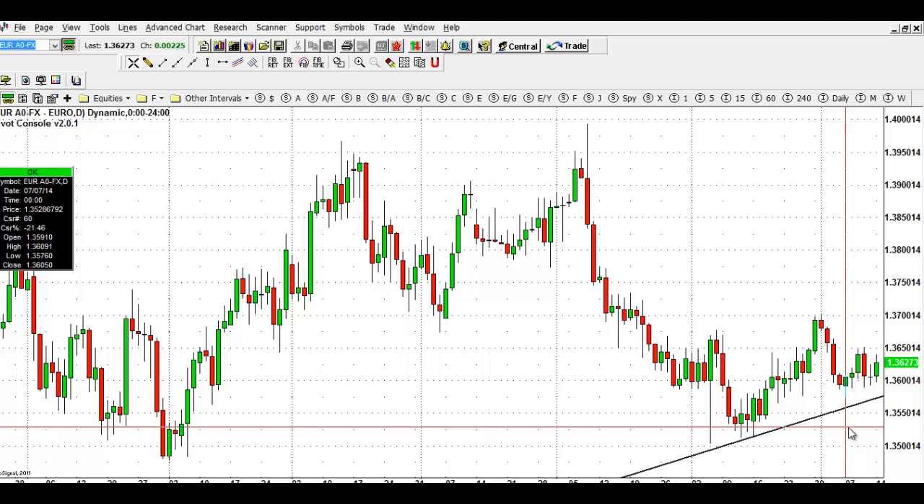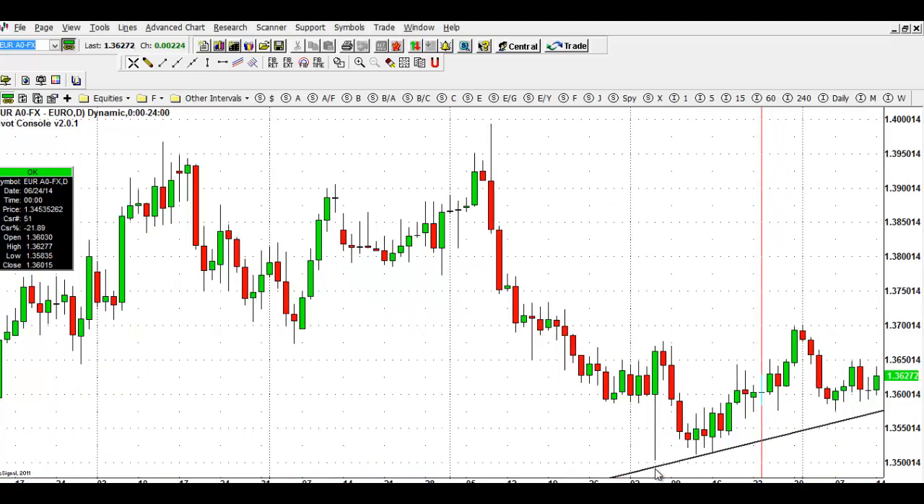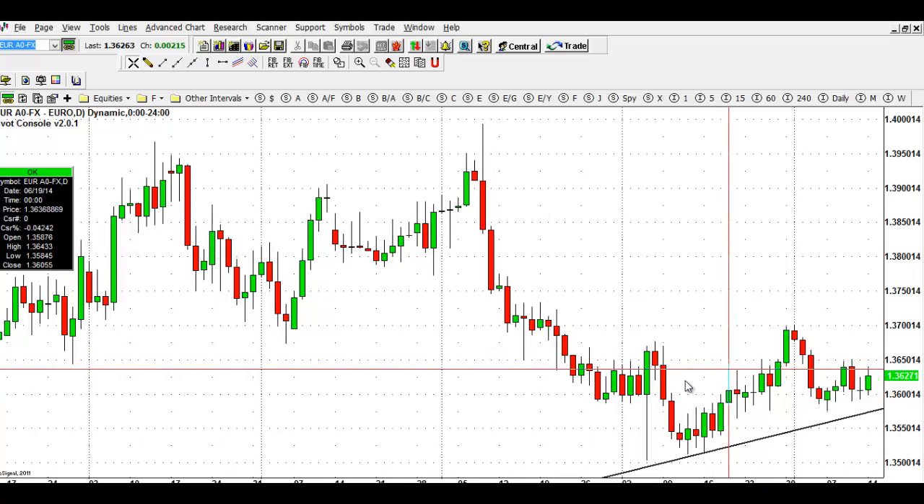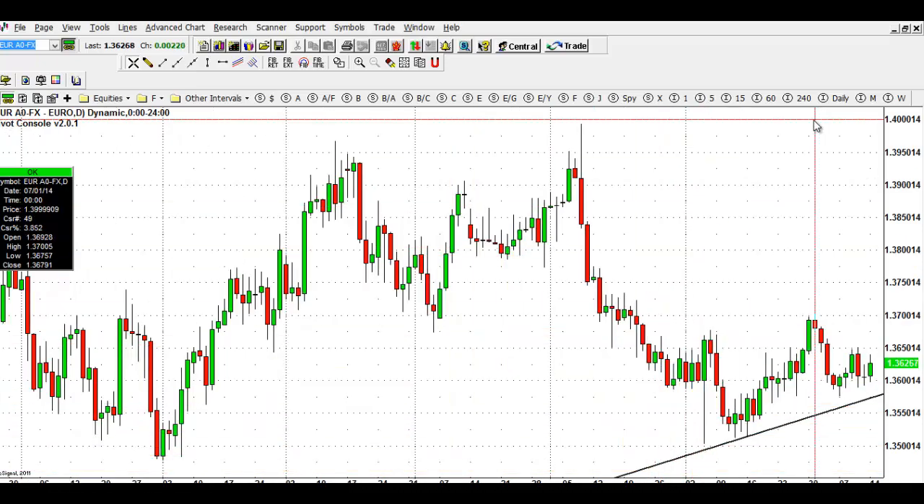Okay, we have in front of us a chart of the Euro versus USD pair. This is a daily chart. It's now Monday morning, and we see that the euro is up slightly against the dollar today. And what's happening technically, the market seems to be hugging this uptrend line.